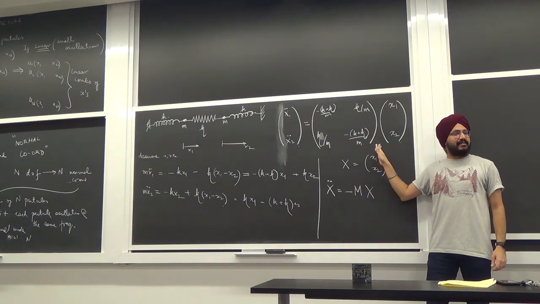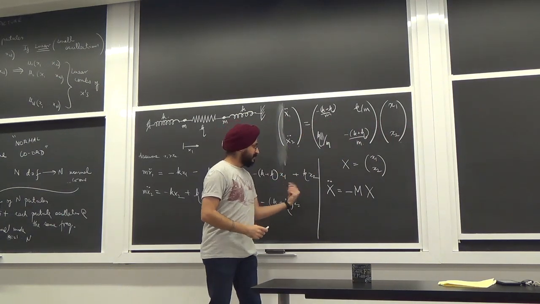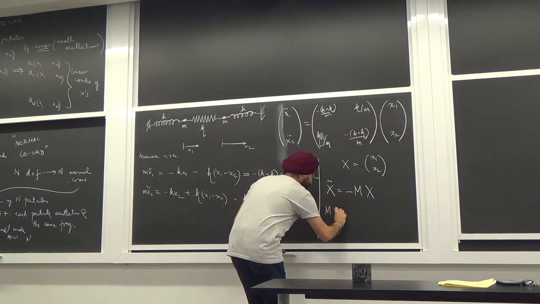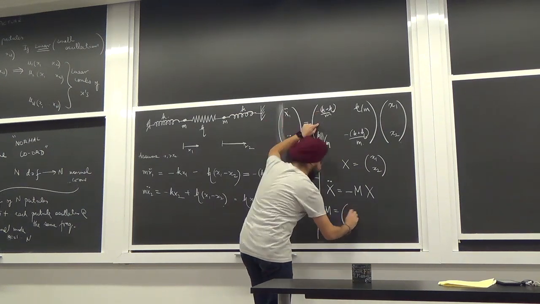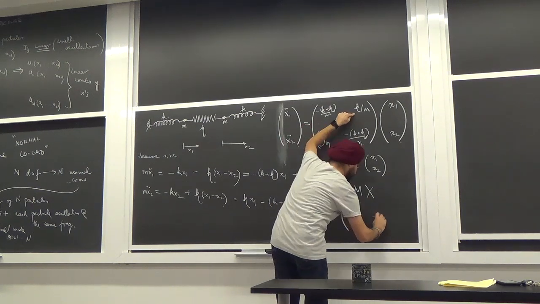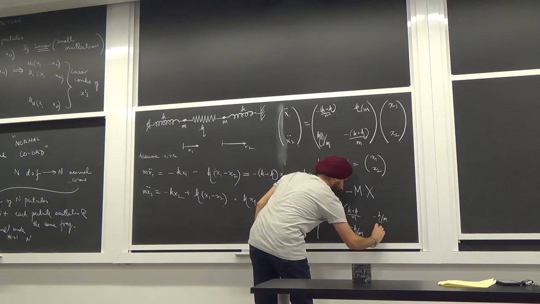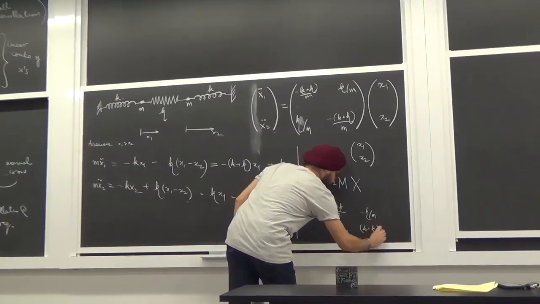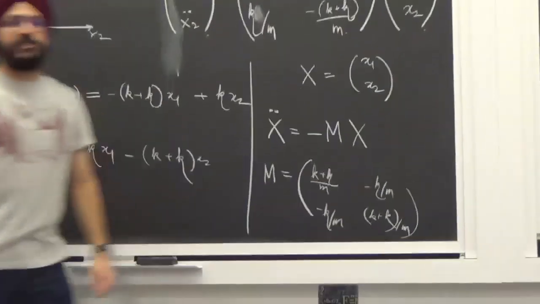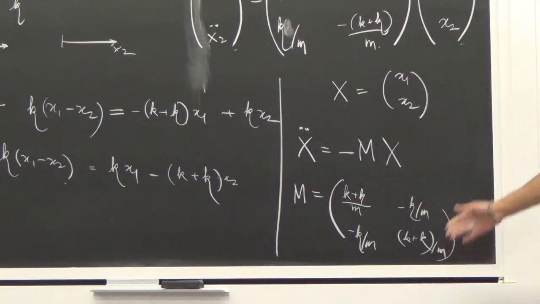With a minus sign, because I don't have a minus out front. So I just take the minus out. So in this language, M is [k plus kappa over m, minus kappa over m; minus kappa over m, k plus kappa over m]. Is that okay? And I should mention that in this case, this matrix M turned out to be symmetric.